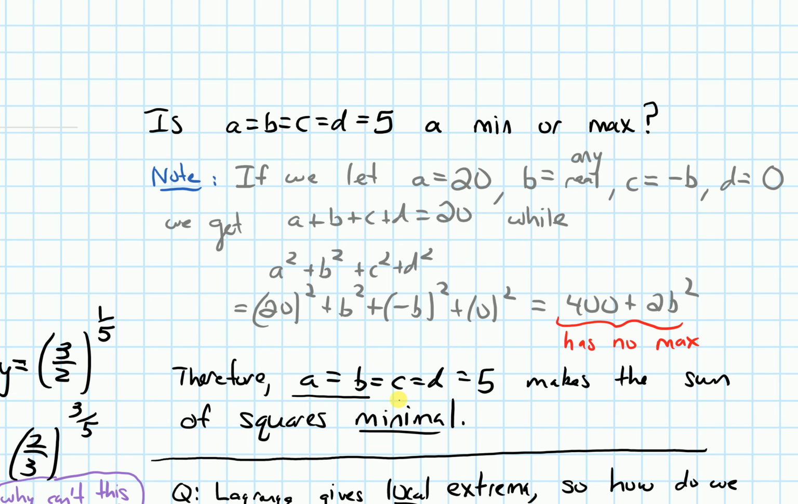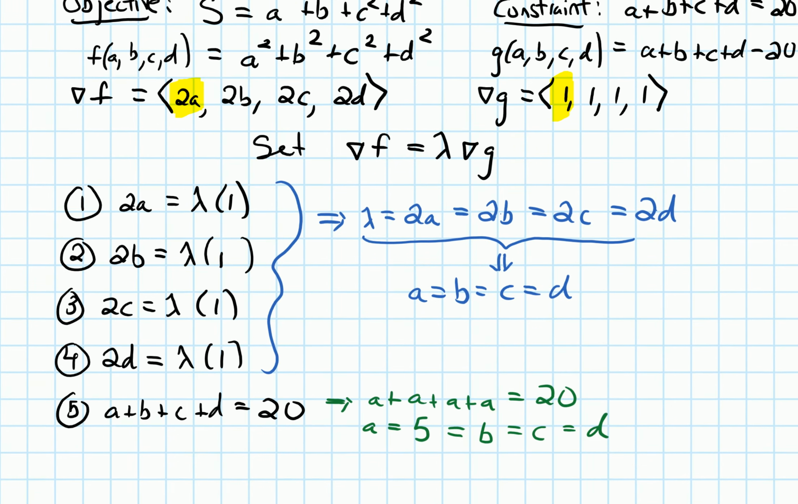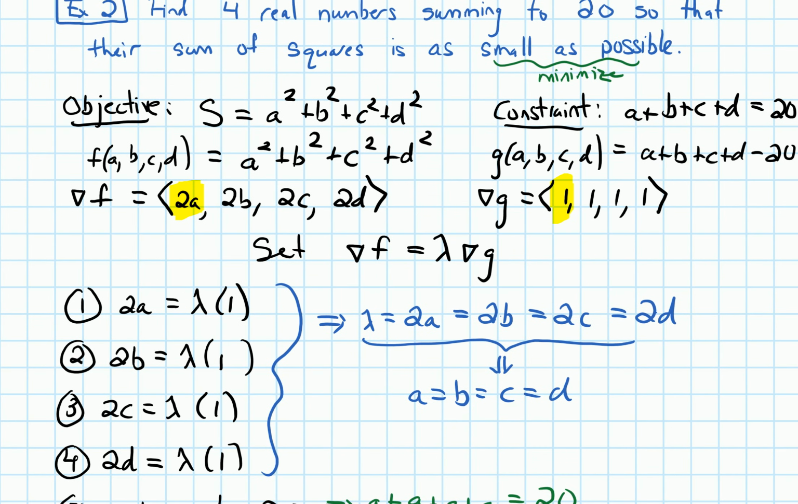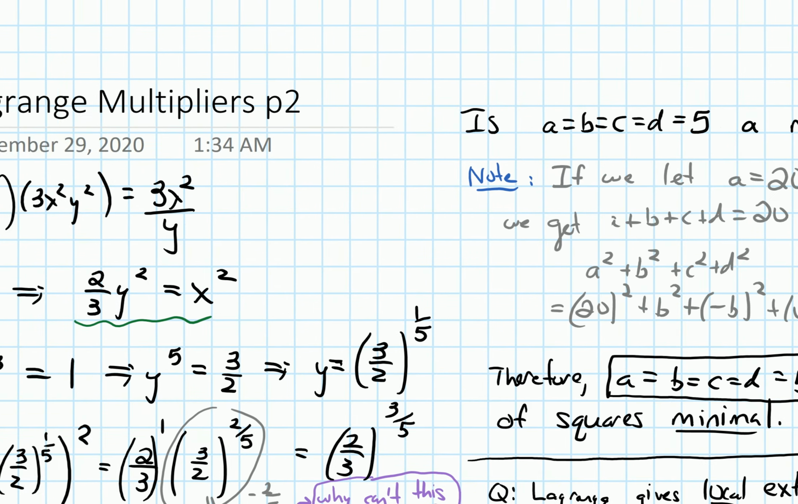Okay, so the problem asked, what are the 4 numbers? Well, they're all equal to 5. If the question had instead asked, what is their minimum sum of squares? Well, I would take those 4 5s and plug them into a squared plus b squared plus c squared plus d squared, and that would tell me the smallest possible value of that function, subject to this constraint. Okay, so let's go back up to our work here.